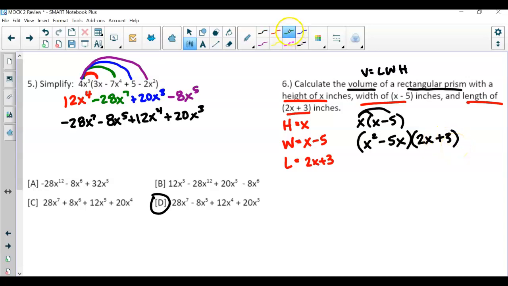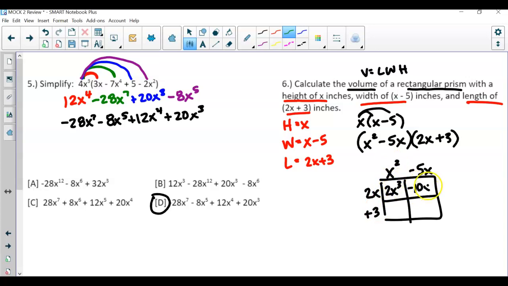That means now I'll go through and set up my box method. So here I've got my 2 by 2. So x squared minus 5x, then times 2x plus 3. So now I've got 2x cubed minus 10, but x squared from x times x. Now I've got 3x squared and negative 15x.